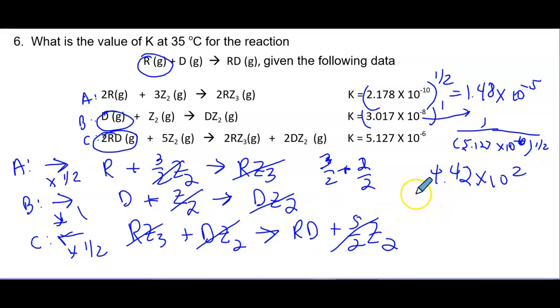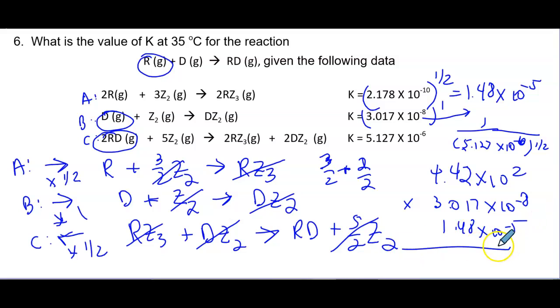So that number times 3.017 times 10 to the negative 8 times 1.48 times 10 to the negative 5th. Going to multiply all those numbers up. Let's see what we get. So I got for this one 1.97 times 10 to the negative 10th. What did I do? 4.42 times 10 to the second times 3.017 times 10 to the negative 8th times 1.48 times 10 to the negative fifth. And I got 1.97 times 10 to the negative 10.